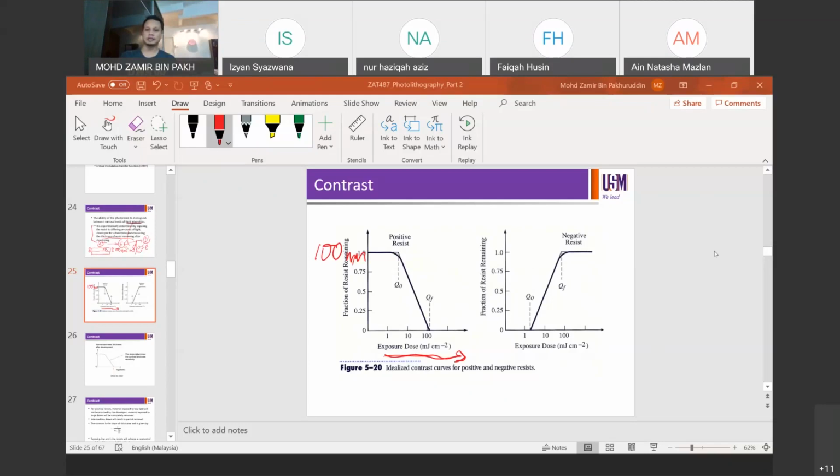Faika, what do you think? Go ahead. When we have a dose of 10 millijoule, I think 0.5 of the resist becomes soluble. Okay, 0.5 of the resist becomes soluble. And what's happening to the other 0.5? It is still hard.